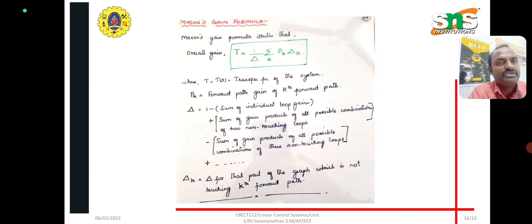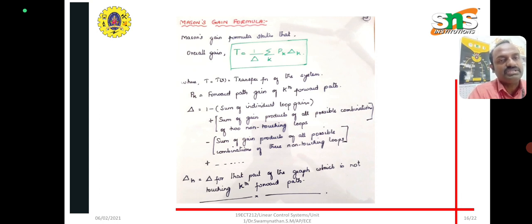What is the Mason's gain formula? T is equal to 1 by del, summation over k of Pk into del k. Del is 1 minus the sum of individual loop gains, plus the sum of gain products of all possible combinations of two non-touching loops, minus the sum of all possible combinations of three non-touching loops, and so on, alternating minus and plus.